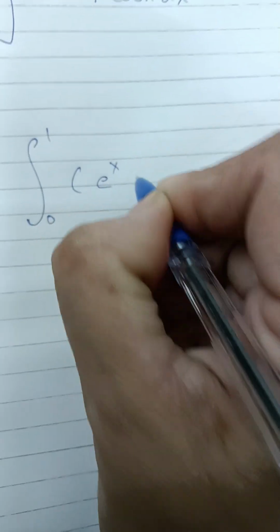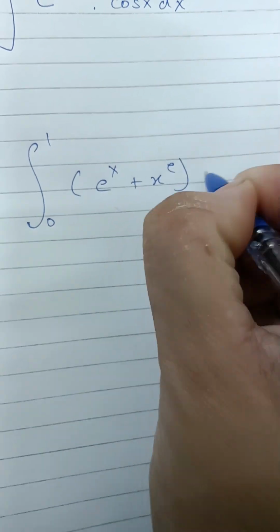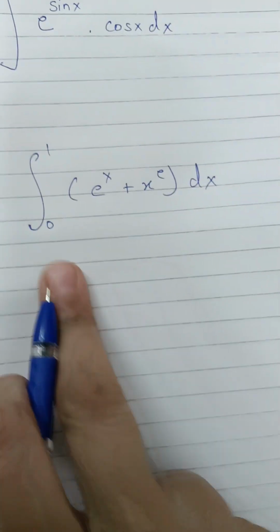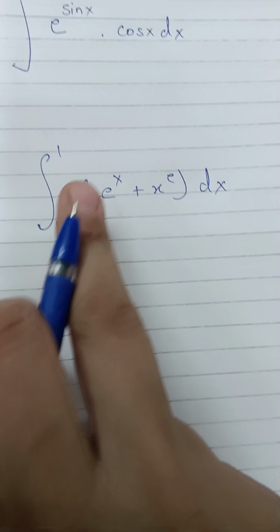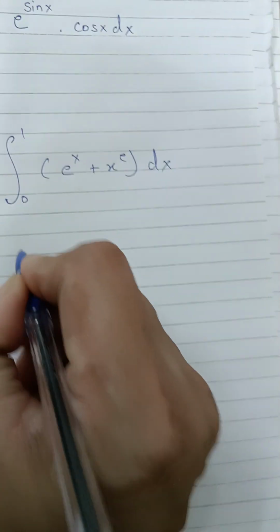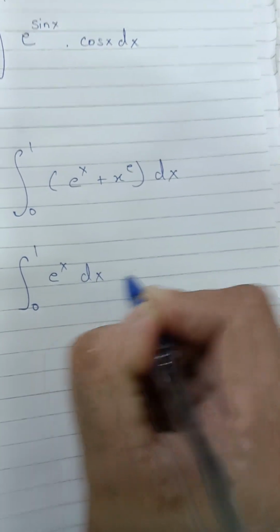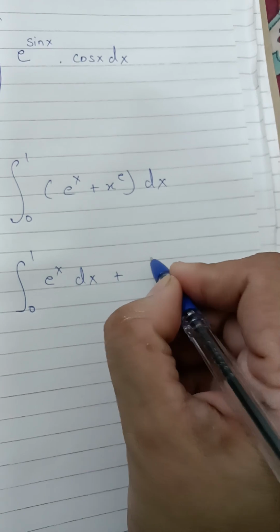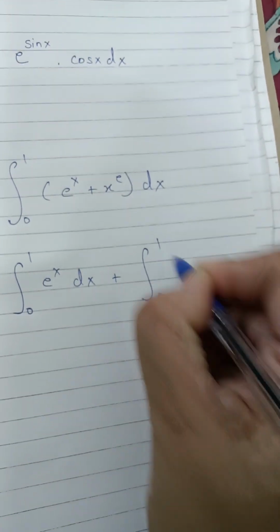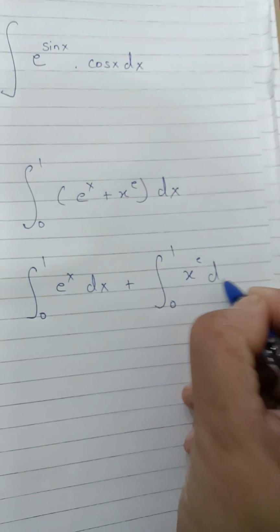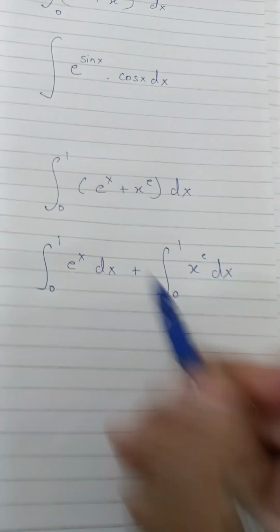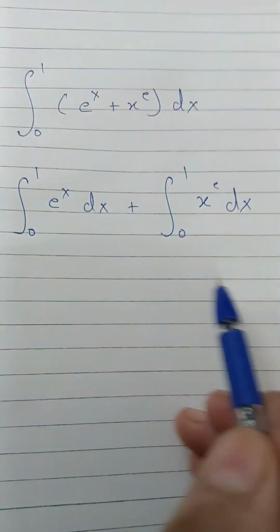The integral of e raised to x plus x raised to e dx. Now, according to integration, we cannot proceed like this. We have to split the terms. So first I am going to split it like integral of e raised to x dx plus another one, integral of x raised to e dx. Okay, I split the two terms like this.